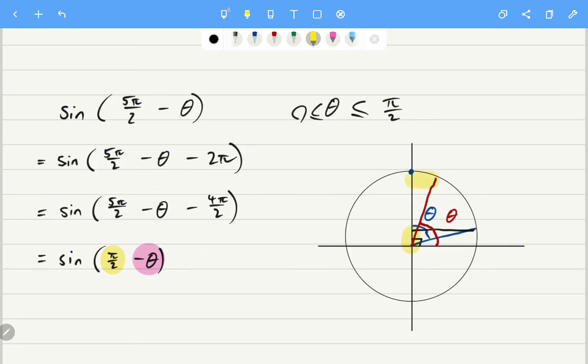This matches this. This width matches this height. And what measures this width? Well, that would be cos, right? Because cos measures how far away we are from the y-axis. So we can actually say for certainty that this is equal to cos of theta.